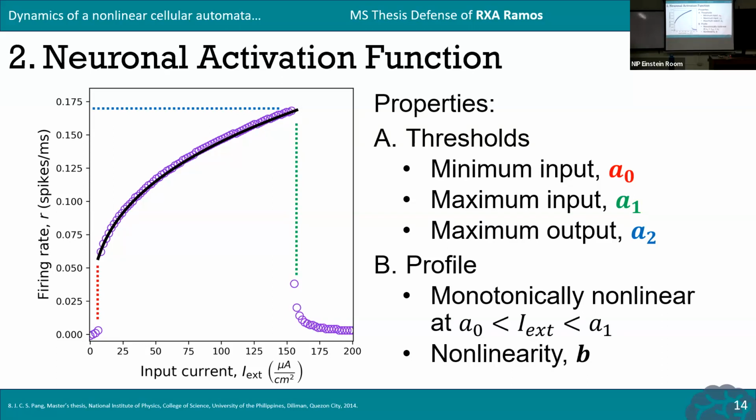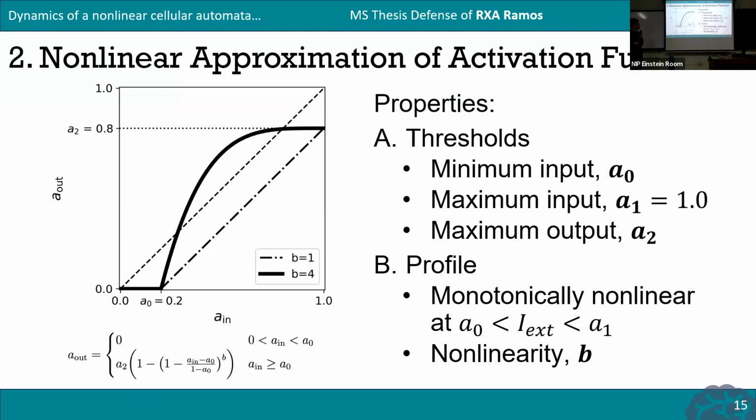In between A0 and A1 is a monotonically nonlinear relationship between the firing rate and the input current. There's also a maximum output, A sub 2. And we can model the nonlinearity using a parameter B. Since these are the most common properties of the neuronal activation function, we can generalize and normalize into this nonlinear approximation, as shown in this figure. Again, we incorporate all of these thresholds, A0, A1, A2, and B, in our equation.